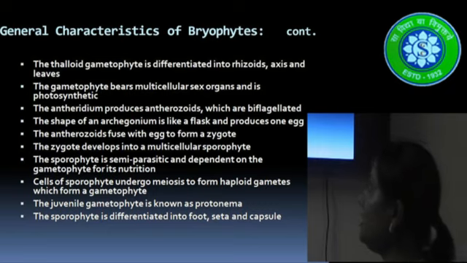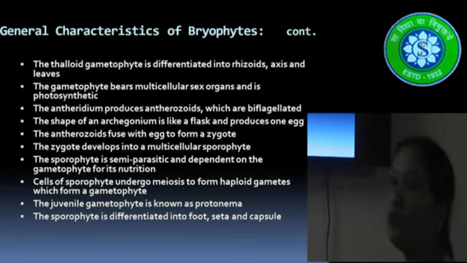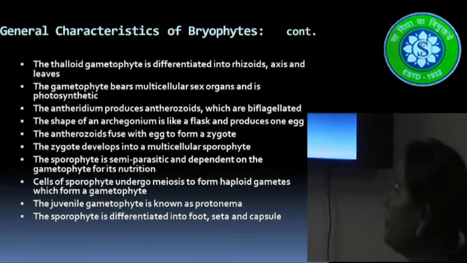Cells of the sporophyte undergo meiosis to form haploid spores, which form the gametophytic structure. The juvenile gametophyte is known as the protonema. The sporophyte is differentiated into foot, seta and capsule.